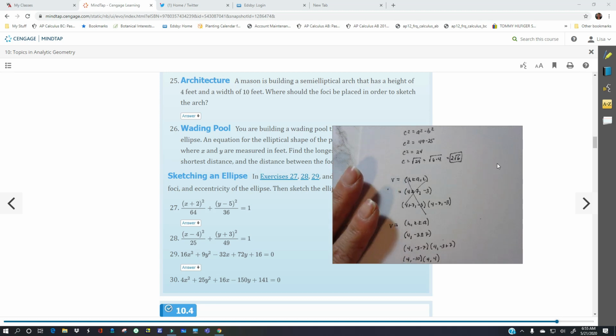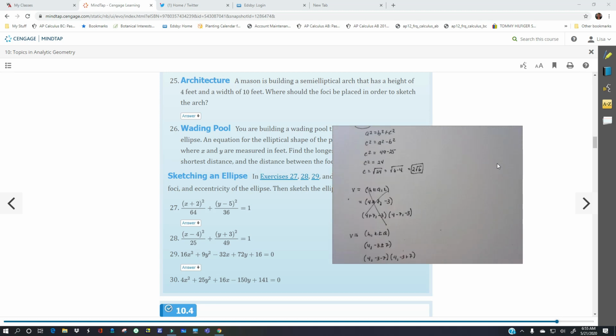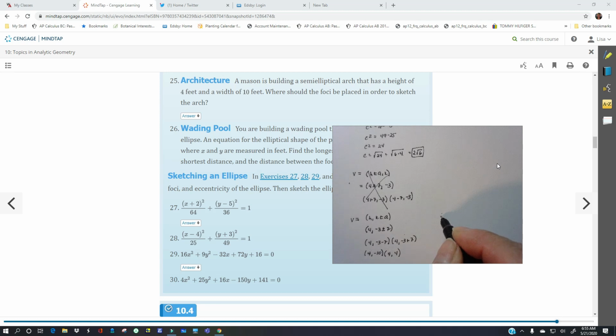So I found my vertices. Over here, I'm going to find my foci. The formula for the foci on the major axis is h comma k plus or minus c. So that's going to be 4 comma negative 3 plus or minus 2 root 6. Now I understand that's an ugly number, but for WebAssign you would type it in as 4 comma negative 3 plus 2 root 6 and 4 comma negative 3 minus 2 root 6.